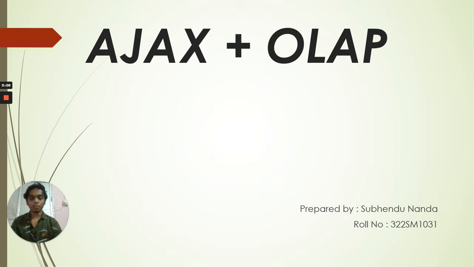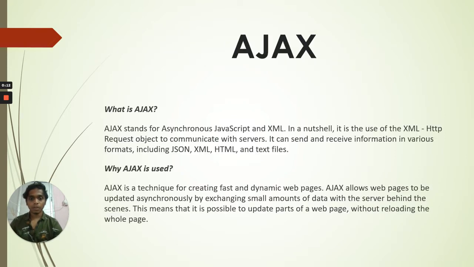Today I am going to present the topic of AJAX and OLAP. So AJAX, what is AJAX? AJAX stands for Asynchronous JavaScript and XML. In a nutshell, it is the use of the XMLHttpRequest object to communicate with servers. It can send and receive information in various formats, including JSON, XML, HTML, and text files.